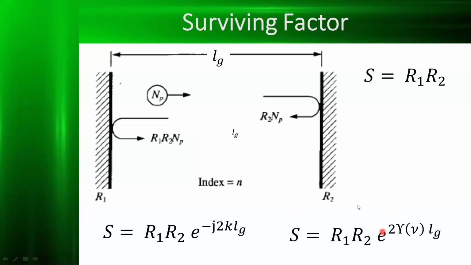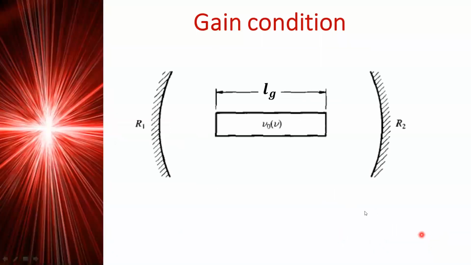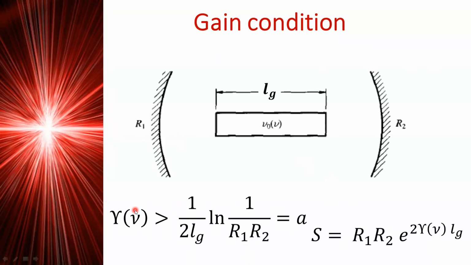So now this is the overall surviving factor. And in order to ensure that this is an amplification or oscillation, we have to have S greater than 1. And this was the next step, to put S greater than 1. And if S is greater than 1, then we will have another condition for gamma, that gamma should be greater than 1 over 2 Lg ln 1 over R1 R2, and we will call this parameter alpha. Here we have to stop a bit and see.